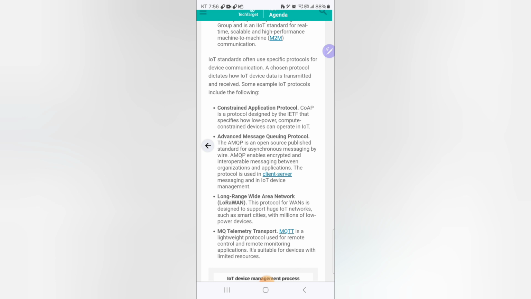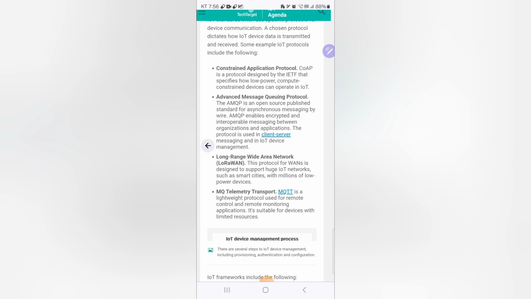Advanced Message Queuing Protocol. AMQP is an open source published standard for asynchronous messaging by wire. AMQP enables encrypted and interoperable messaging between organizations and applications. The protocol is used in client-server messaging and in IoT device management.